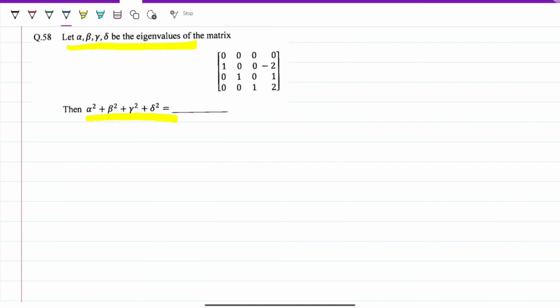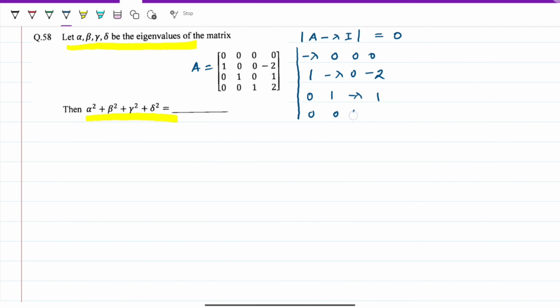So as we know that the eigenvalues are given by the determinant of the matrix, so call this matrix as A. So the determinant of the matrix A minus lambda equals 0. Now first we'll get on to A minus lambda. So that's negative lambda in the first row. Then we have 1, negative lambda, 0, negative 2 in the second row. 0, 1, negative lambda, 1. And 0, 0, 1, 2 minus lambda. So this is equal to 0. I will be evaluating the determinant using the first row. So in the first row we have negative lambda and the corresponding minor is this.